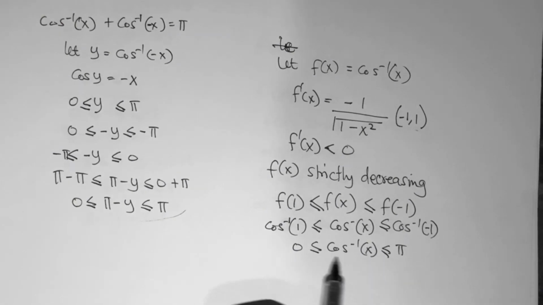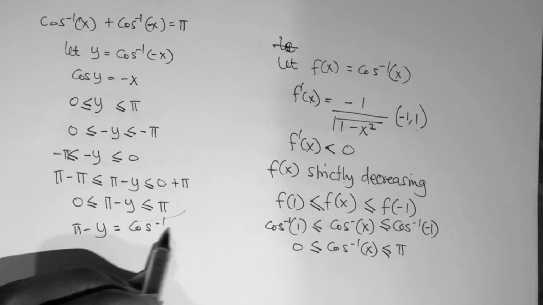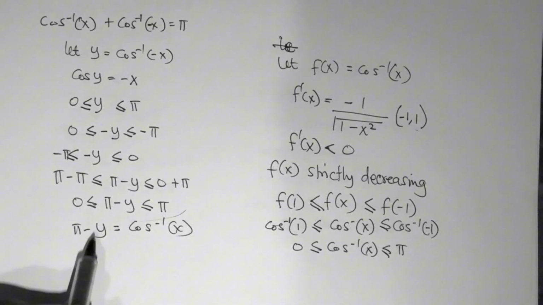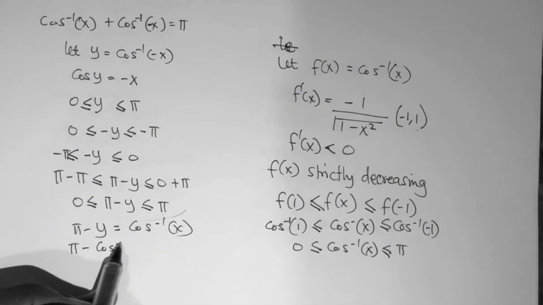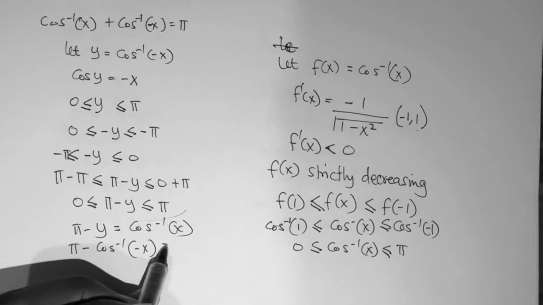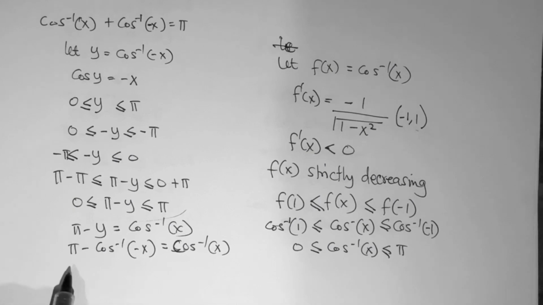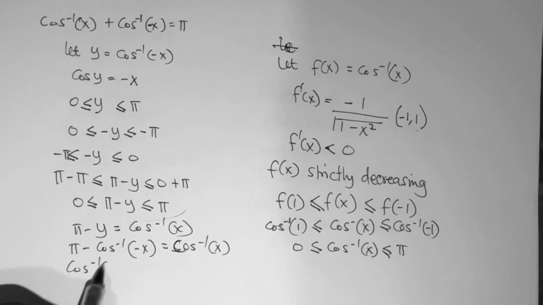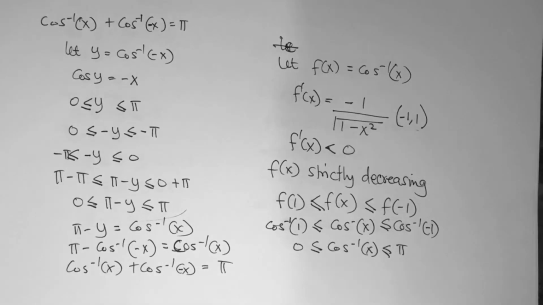Here, for the cos inverse function, 0 is less than or equal to cos inverse of x, which is less than or equal to pi. It implies that pi minus y is equal to cos inverse of x. Now, what is y? y is the cos inverse of minus x. So pi minus cos inverse of minus x is equal to cos inverse of x. So this implies that cos inverse of x plus cos inverse of minus x is equal to pi.